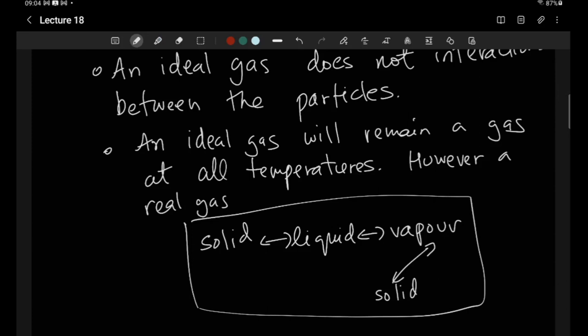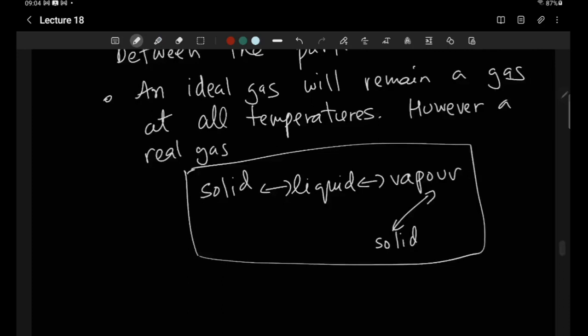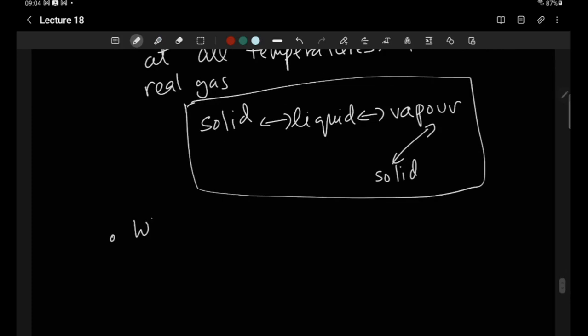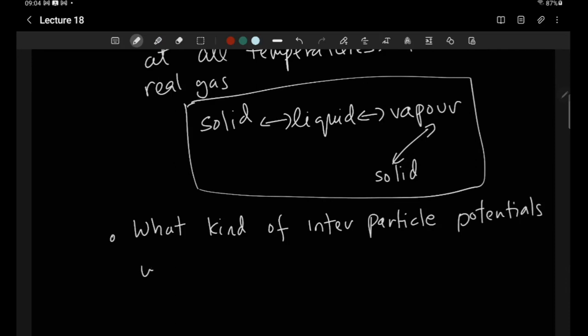Now the question is, what are the kind of interactions that we would need? We want general properties rather than details. For each gas, of course, there are specific details, each material. So what kind of interparticle attraction, a potential, will we need?